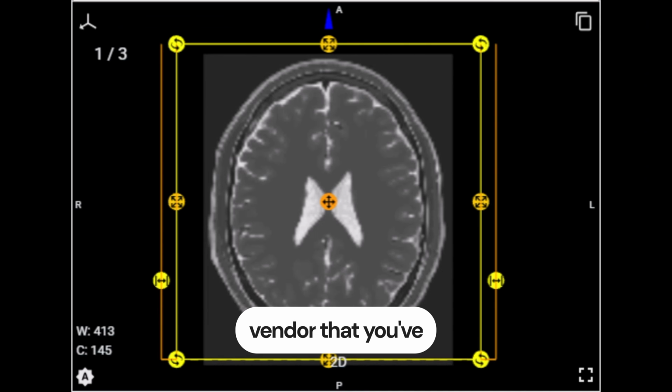Depending on the vendor that you've chosen, you will either see a yellow or blue arrow within the graphical positioning area. The yellow arrow represents the phase encoding direction, and the blue arrow represents the frequency encoding direction. The frequency encoding direction will only be visible within the GE platform.